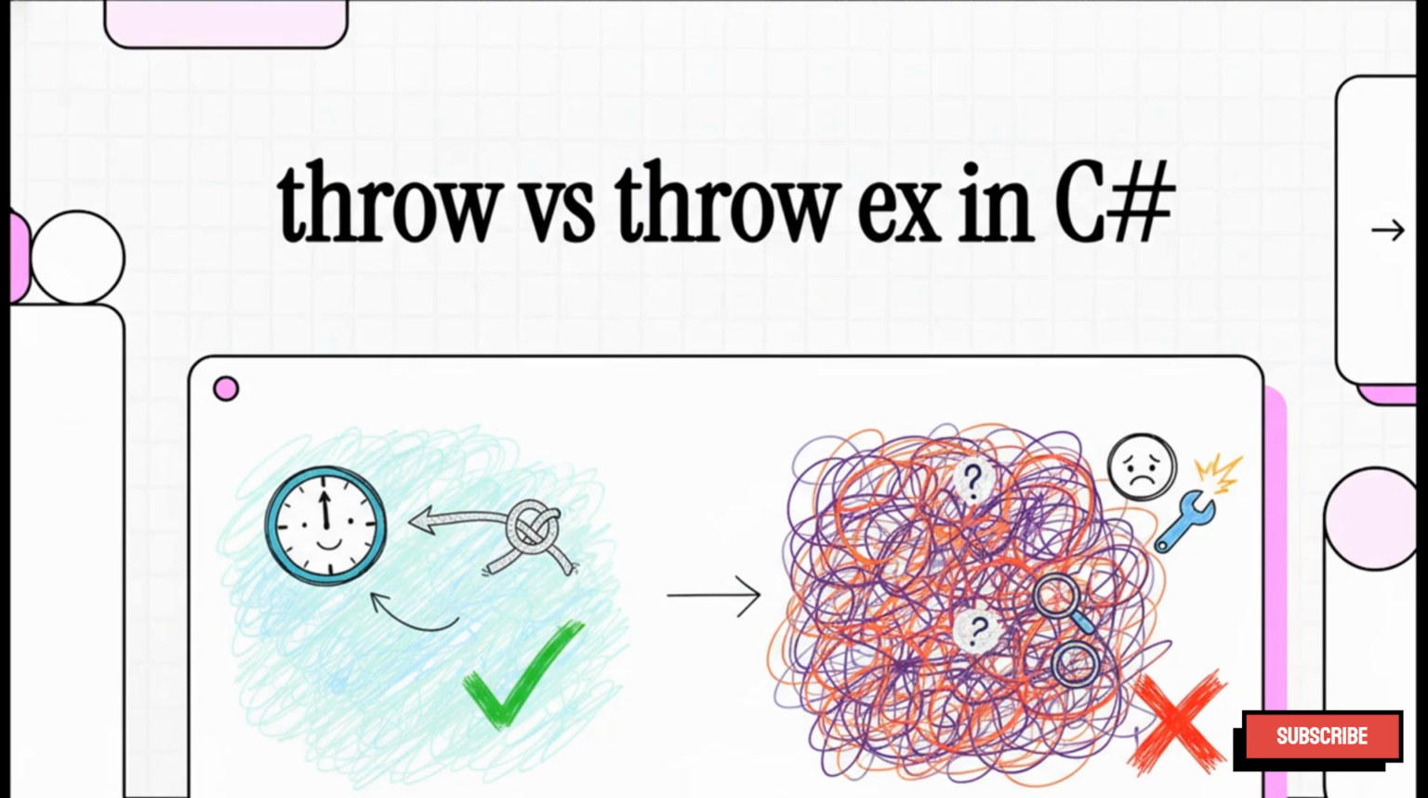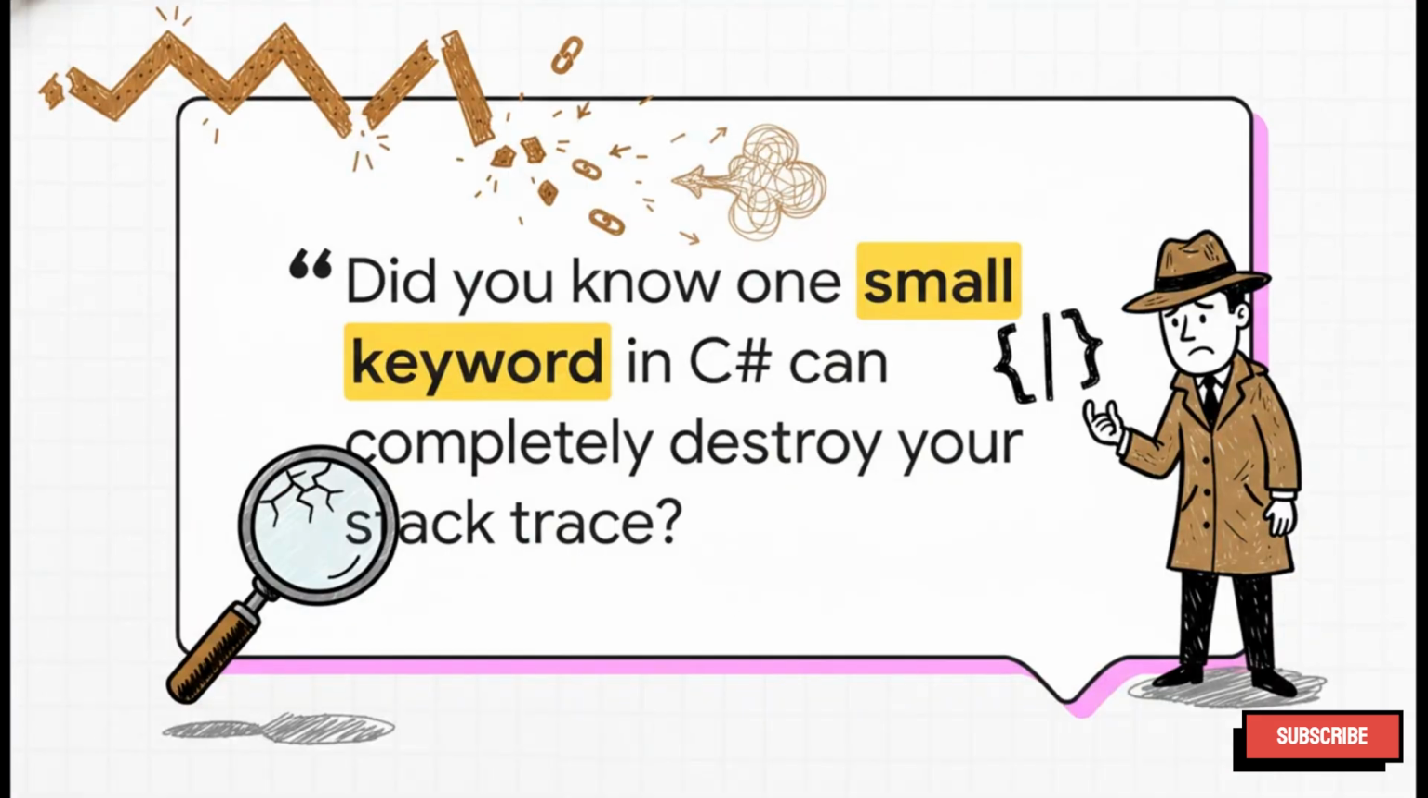All right, let's talk about one of those mistakes in C# that's super common, super easy to make, and can be incredibly costly. It all comes down to a single tiny keyword that can either be your best friend or send you down a rabbit hole for hours chasing a bug that's hiding right under your nose. No, seriously, I'm not exaggerating. One little keyword can just poof, completely obliterate your stack trace.